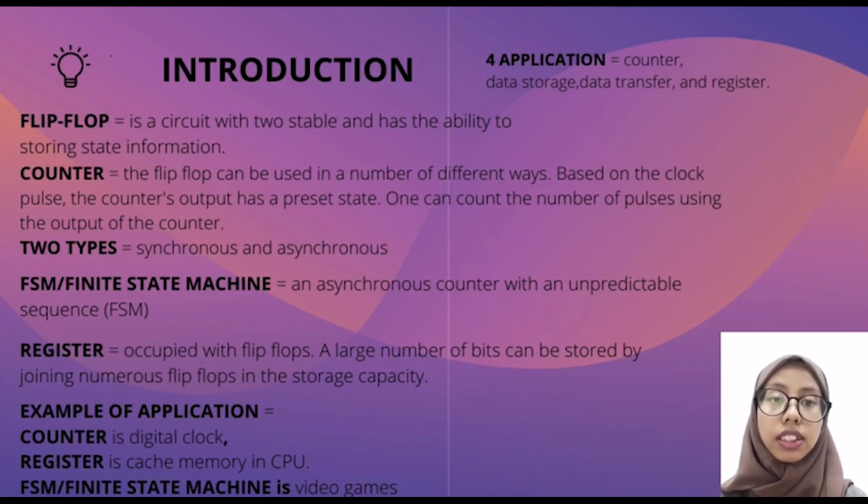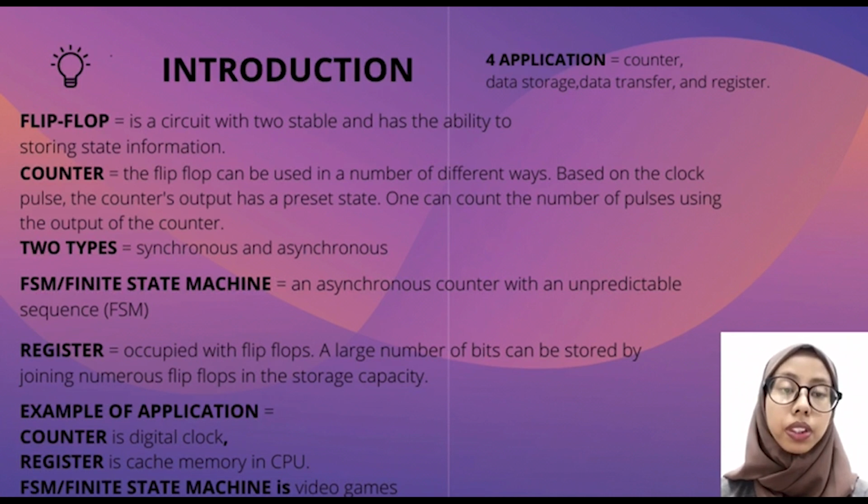For data transfer, the ability to move or transfer data internally without changing the order of the bits is done using a shift register. Data can be stored momentarily using the shift register. For register, it can hold several bits of data, and in digital, it's known as a piece of equipment that stores data. Now, I will explain about counter.